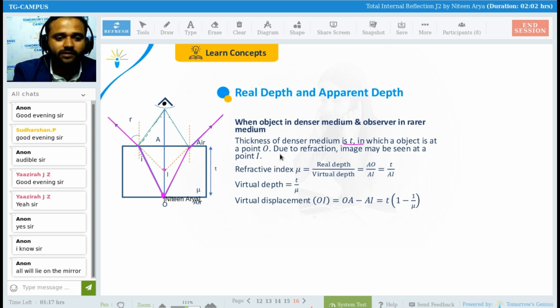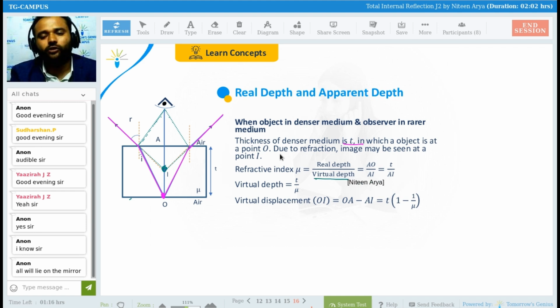So that is how, if this is the incident ray, this is how your object looks at this particular height, and that is I, that is O. If you know the thickness of a slab or any particular denser medium and you know the refractive index, mu or n, it is real depth upon virtual depth, or you can say real depth upon apparent depth. Real depth is AO, which is T, and apparent depth is AI. So virtual depth is T upon mu.